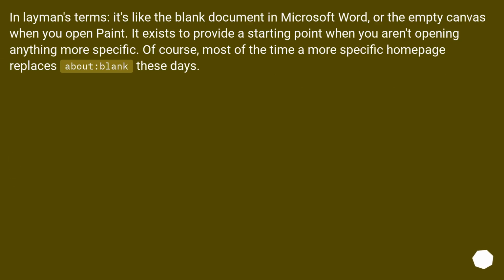In layman's terms, it's like the blank document in Microsoft Word, or the empty canvas when you open Paint. It exists to provide a starting point when you aren't opening anything more specific. Of course, most of the time a more specific homepage replaces about:blank these days.